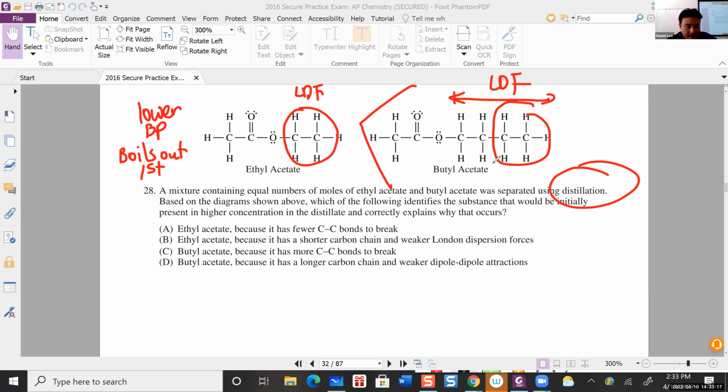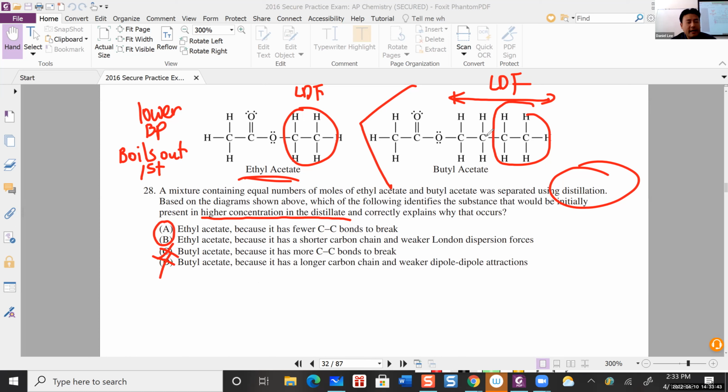So that's called distillation. It's a separation based on a physical property, boiling point. And boiling point is determined by intermolecular forces, right? Okay, based on the diagram above, identify the substance that will be initially present in higher concentration in the distillate. That means who comes out first? Because the one that comes out first becomes condensed to form the distillate. So who comes out first will be ethyl acetate, the guy on the left. So we know A or B. So C and D are just wrong.